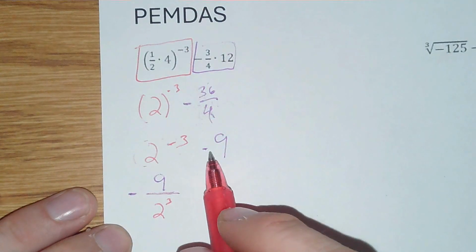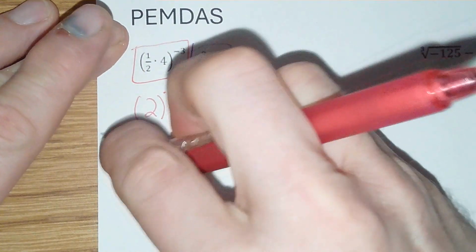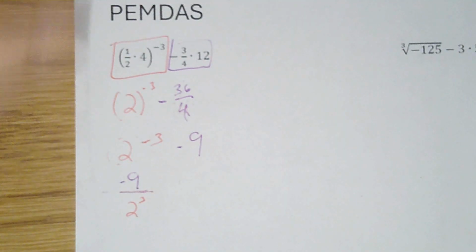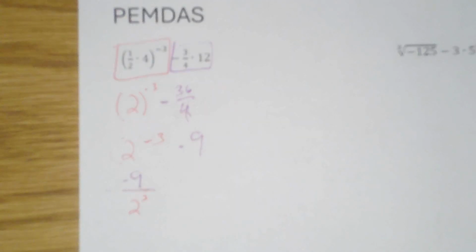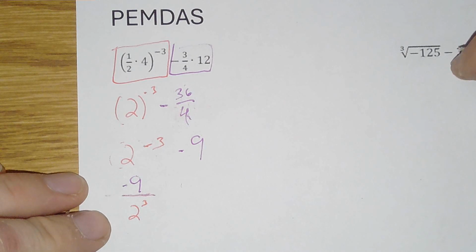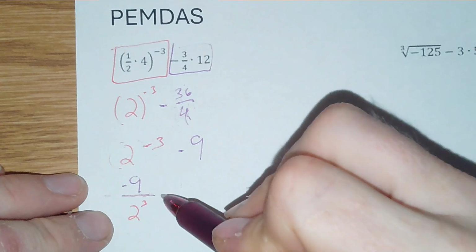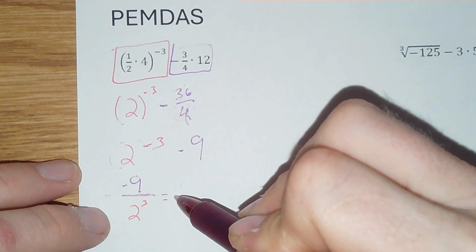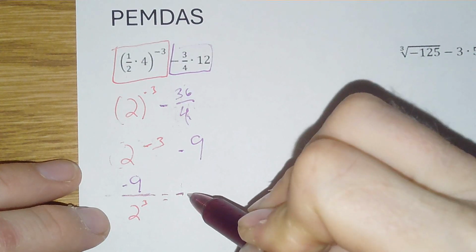Well, what's 2 to the 3rd? Actually, let me do it like this, in little steps. So it's -9 over 2 to the 3rd. Okay, now I just have to make this negative. This is a negative over a positive, so the whole thing becomes negative.